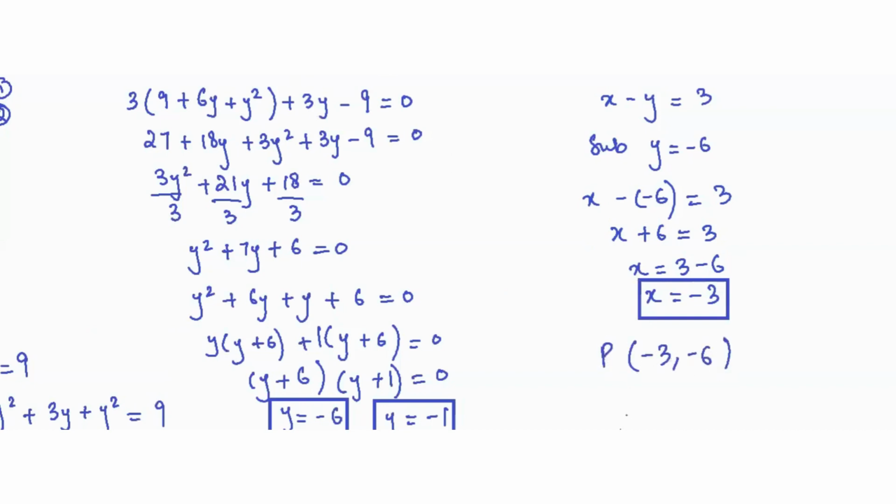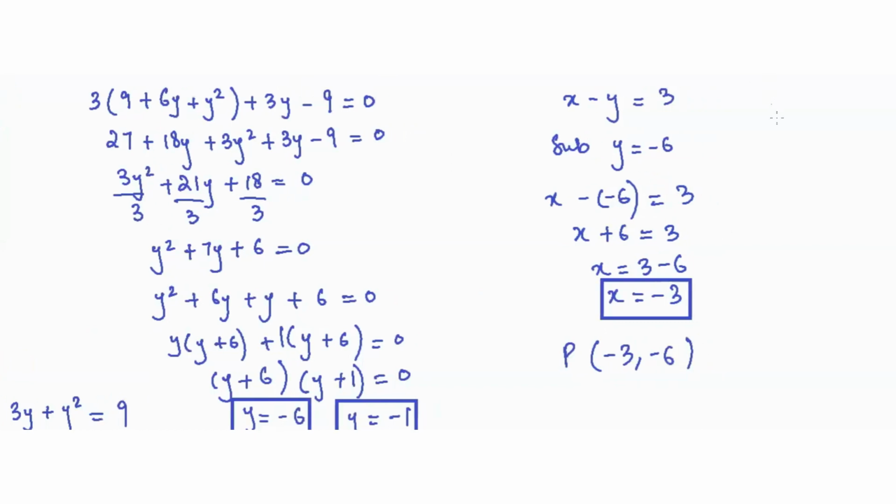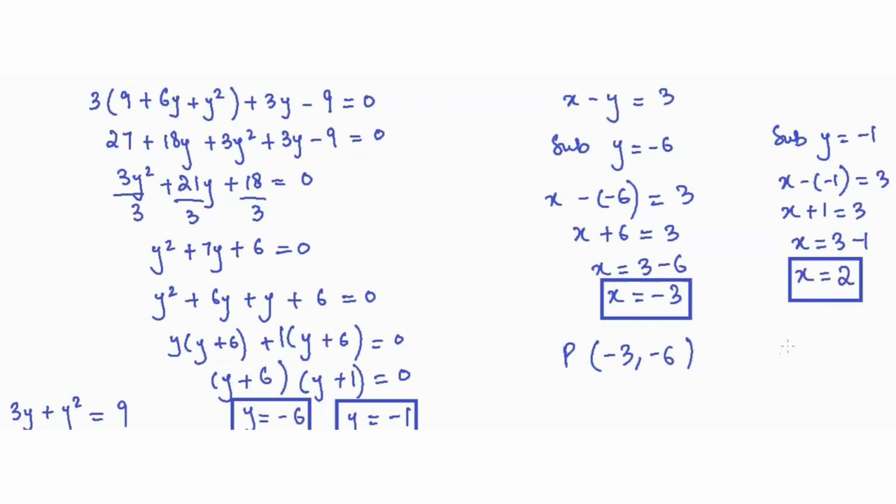Let's call this P. And for Q, I'm going to substitute y equals negative 1. So that's x minus negative 1 equals 3. x plus 1 equals 3 and x is 3 minus 1, which is equal to 2. That means when y is negative 1, x is 2. So Q is (2, negative 1).